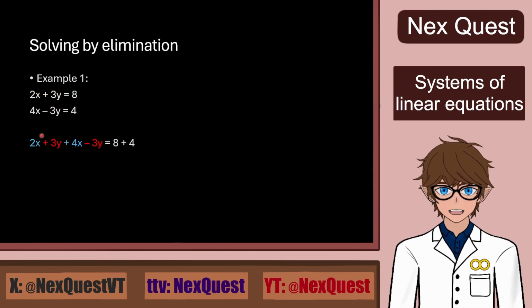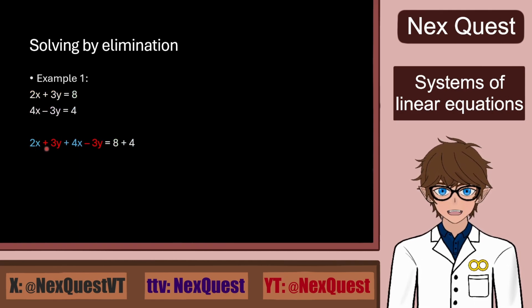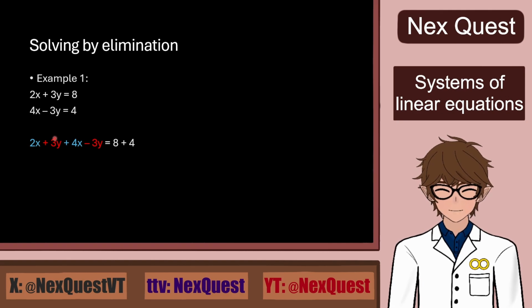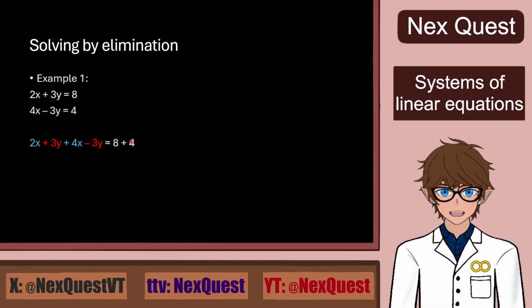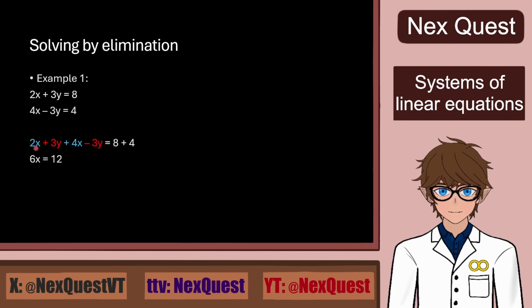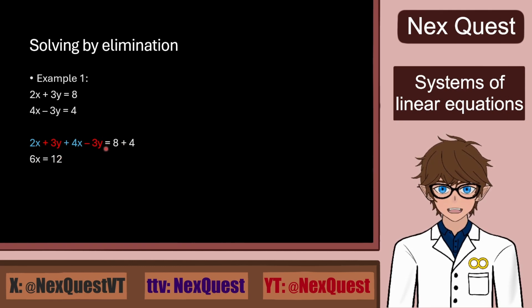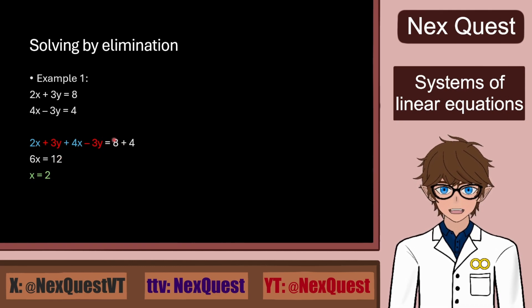Now I color code them differently, so x variables are colored with blue, y are colored with red, and numbers are colored with white. And now I can just cancel the y's out, and we're left with 6x equals 12. We divide by 6 and we get x is 2.